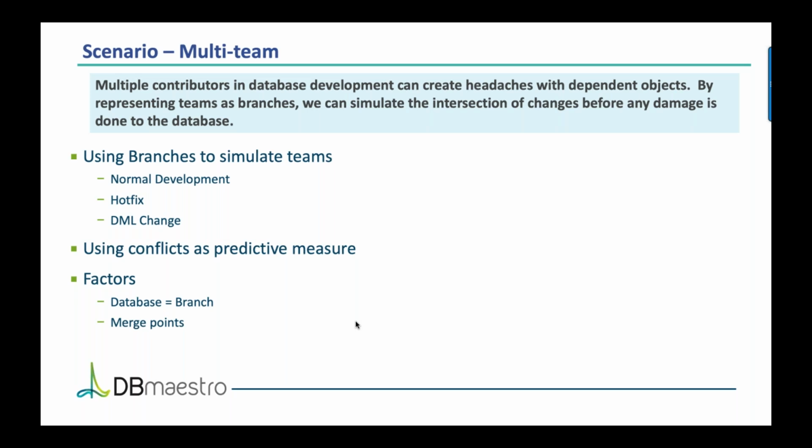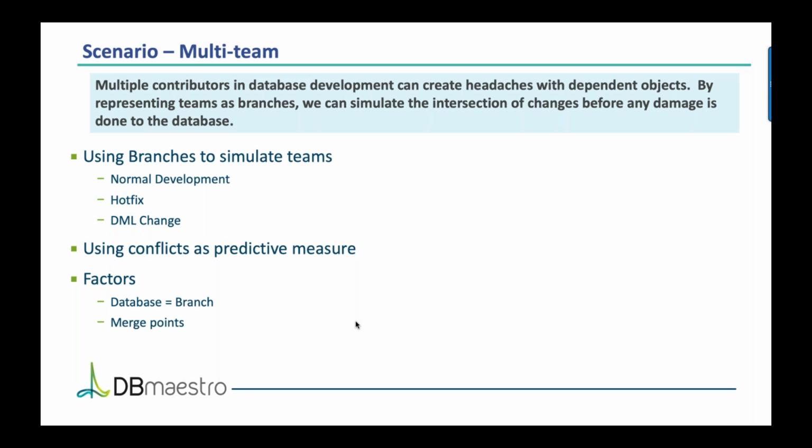So I'm going to use multiple branches in this case to work with stuff. These branches act like different teams in early environments, and the idea is using conflicts as a predictive measure of what's going to happen in the database, what's going to happen in the merge. You don't want to find out you've overwritten 22 methods in somebody's 1,000-line package after they're gone. You want to find out before they disappear.